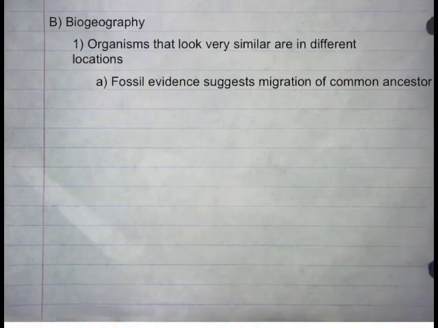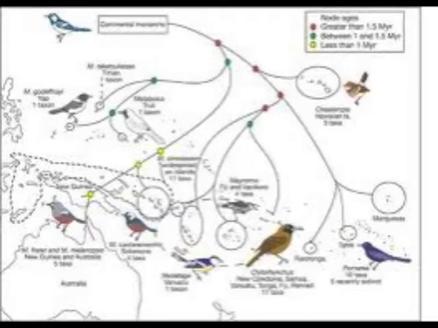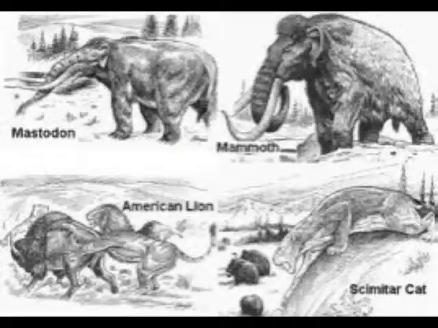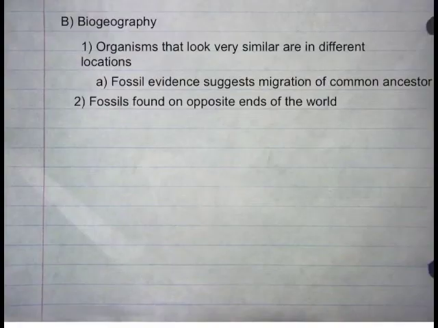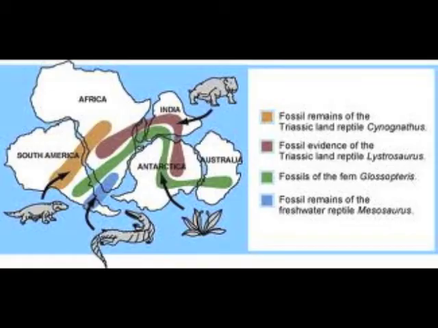Biogeography. Organisms that look very similar are in different locations. Fossil evidence suggests a common ancestor migrated. Using fossil evidence, we can see that organisms have spread out throughout the globe. Oftentimes, we find intermediate species between these, or species in different areas. This suggests at some point a common ancestor migrated across an area. Another piece is that fossils are found on opposite ends of the world. Identical organismal fossils have been found across the world. This suggests that at one time the continents were connected and the organisms wandered around. This leads to the conclusion that organisms, as well as the world, have changed.